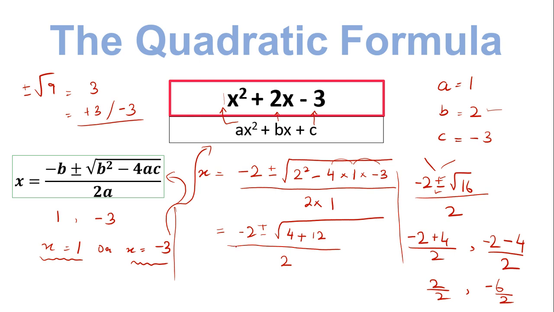And especially when you are allowed to use a calculator, it's just very simple to just go ahead, put it in, and get your final answer. Zero factor property and completing the square kind of want you to manually work the thing. But quadratic formula, once you remember the quadratic formula, you just put it in your calculator and you get your two answers, simply x equals 1 and x equals negative 3.